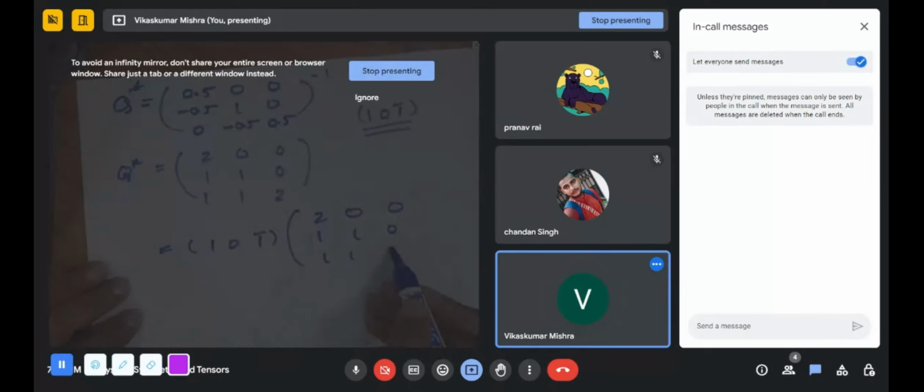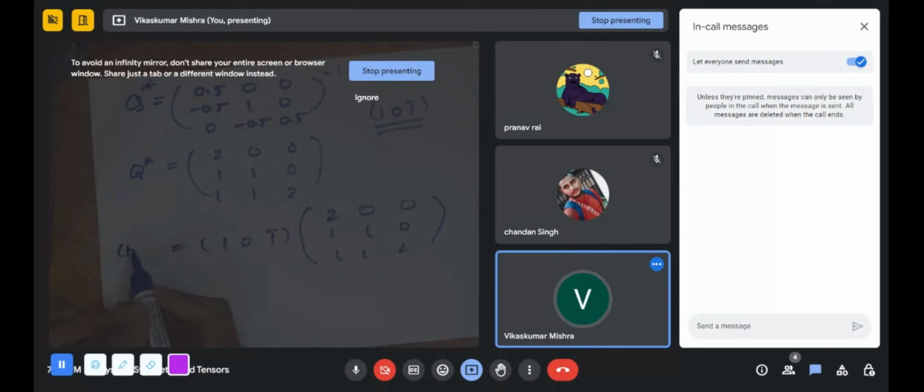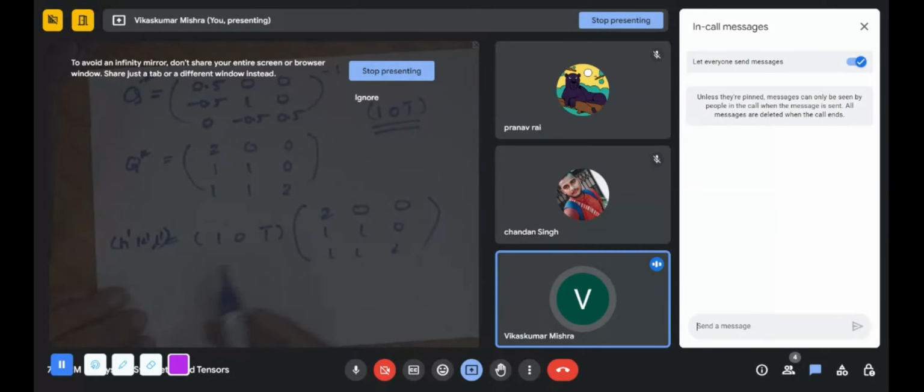It will be multiplied with our Q star matrix, 2, 0, 0, 1, 1, 0, 1, 1, 2, and we will get our H dash, K dash, L dash. Now we can do the simple multiplication. It will give us 2, and the remaining term will be 2, this will be 0 and minus 1, so 2 and minus 1.